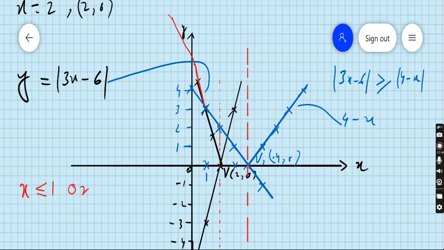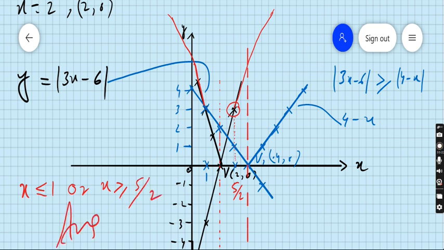This is 1, this is 2. Look at this point. If we draw the line and extend it from this point, the line is above the blue line. And what is the value of this point? The value of this point is 2.5 or 5 upon 2. So x is greater than 5 upon 2.